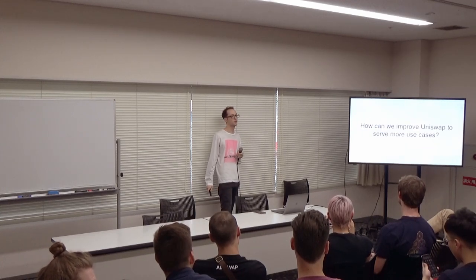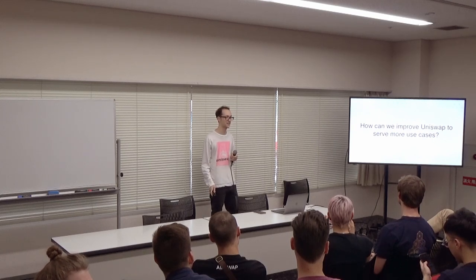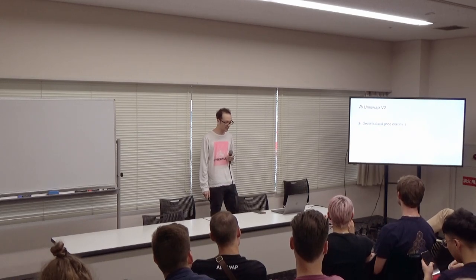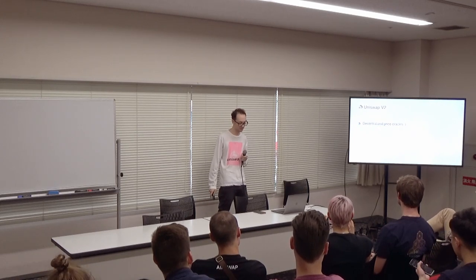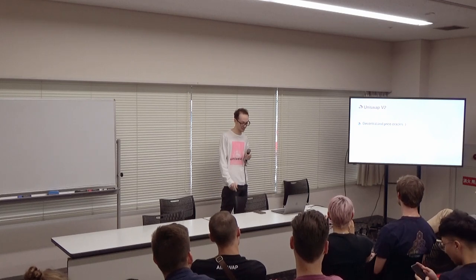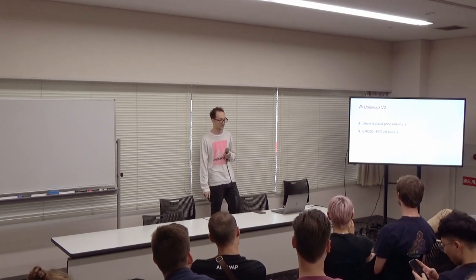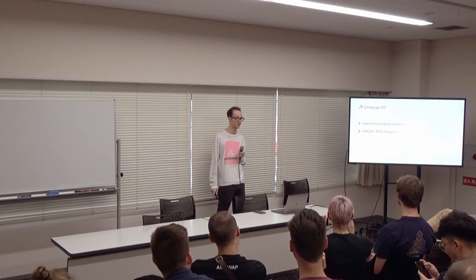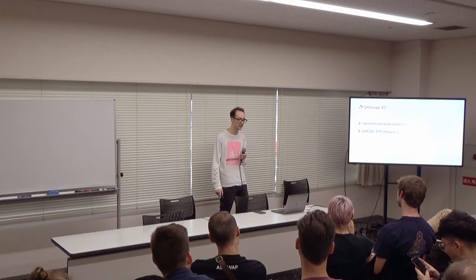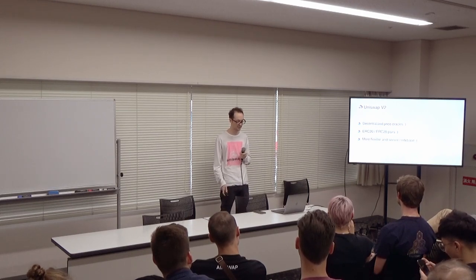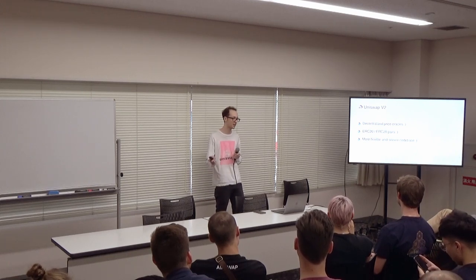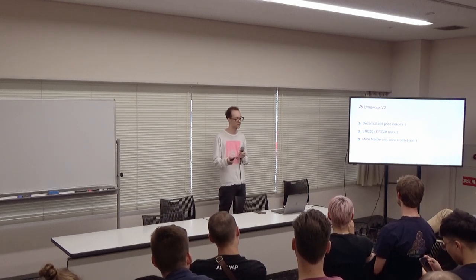But what we really want to do is improve Uniswap so that it can serve more use cases than it does today. And we're going to do that with Uniswap version 2. The first, and one of my favorite features, is decentralized price oracles. The second is direct ERC-20 to ERC-20 pairs. Right now, Uniswap forces all tokens to be paired with ETH. There's a big advantage there, but there's also some versatility you can get out of allowing arbitrary pairs. And finally, we refactored the entire code base to make it a lot more flexible, more secure, and better for the long term.